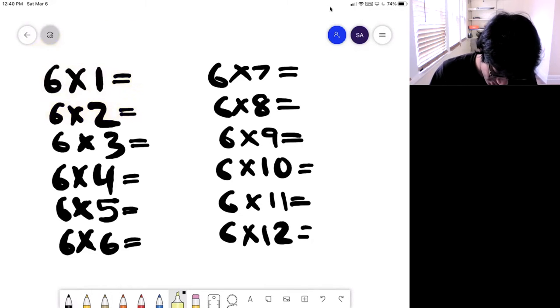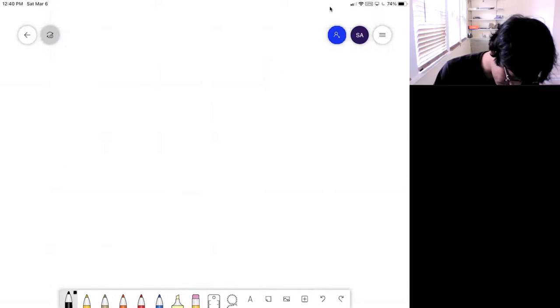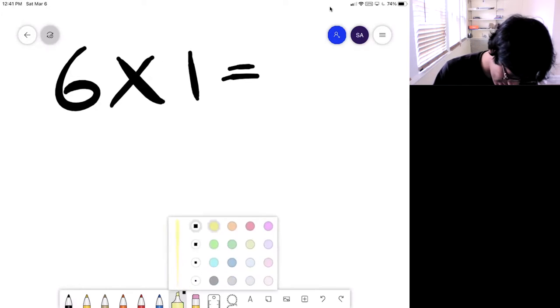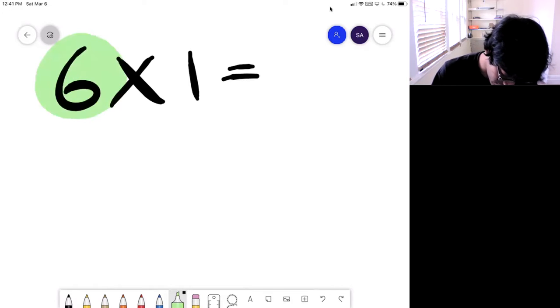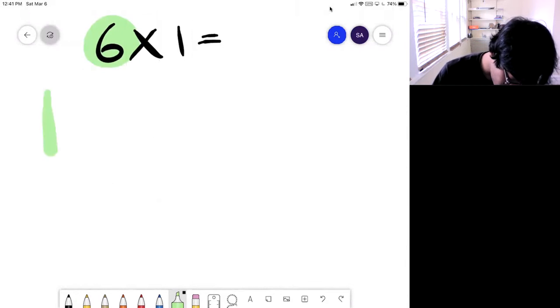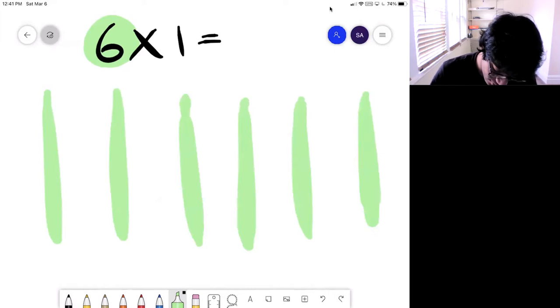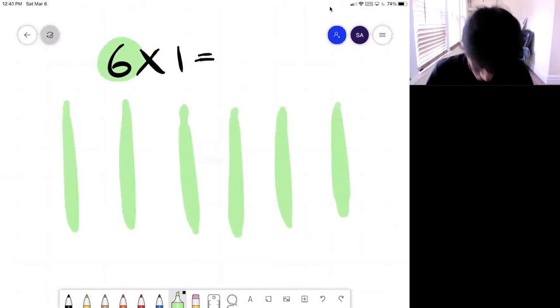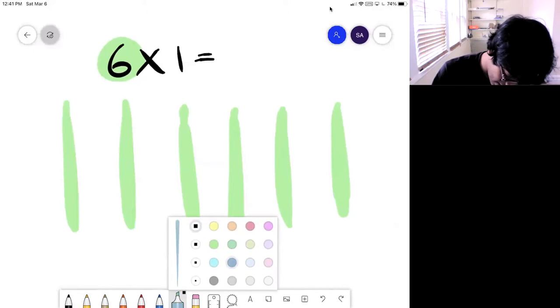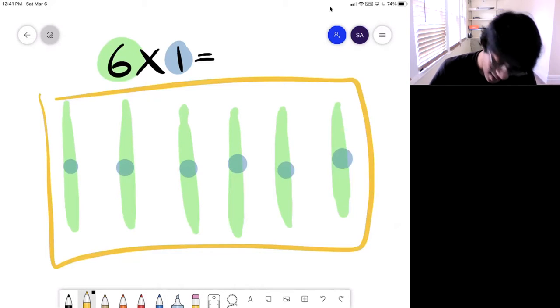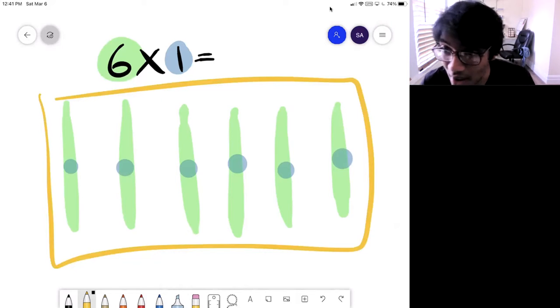How are we gonna do 6 times 1? Okay, well, that's a good question. We're gonna have 6 columns. So let me zoom out, make some columns. 1, 2, 3, 4, 5, 6. These almost look like stick fingers, if that's a thing. And we're gonna have 1 dot in each column. 1, 1, 1, 1, 1, 1. Count up how many dots in the whole shebang, and we got ourselves 6 times 1.